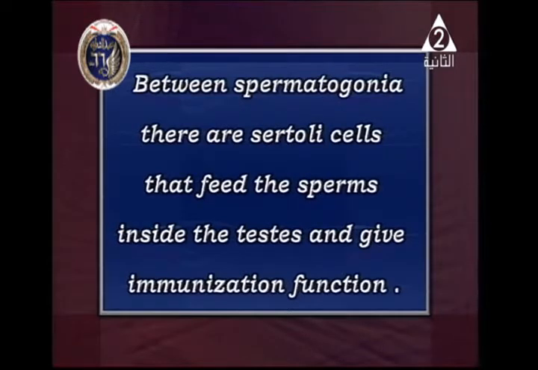So we have some types of cells. They secrete the hormones of the male. Others feed the sperm, and they are called Sertoli cells inside the testis, and they give them the immunization function. Immunization means that they give them power. This is the next chapter that we're going to study, immunity in our body. Okay. What else?